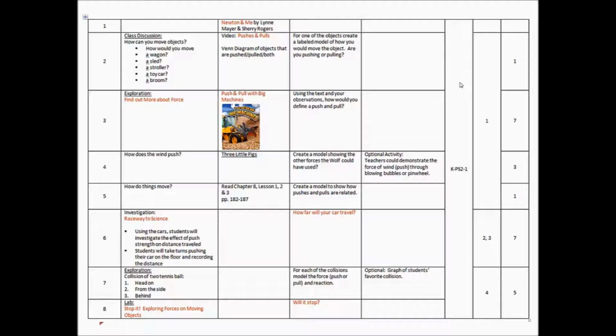Lesson 7 provides students the opportunity to observe the directional effect of pushes and pulls through collisions. This lesson does not include an explicit procedure, so students are provided an experience to develop their own investigation supporting the performance expectation. Student investigation should include the models of each type of collision, the forces applied, and the resulting motion.